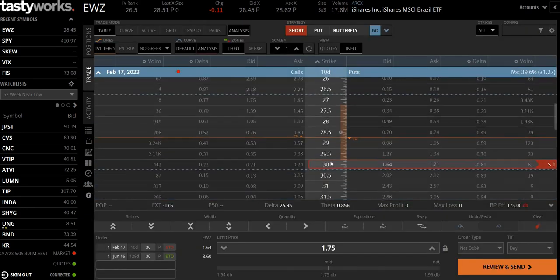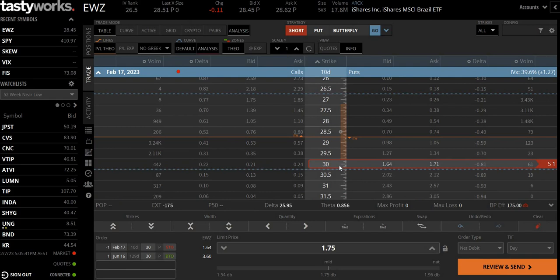Another thing to notice is that because I sold the $30 put option, the intrinsic value is $1.50 because the current price is 28.50. So the difference between 30 and 28.50 is $1.50. So that's my intrinsic value. And I sold this put option for about $1.64. So my extrinsic value is 14 cents.